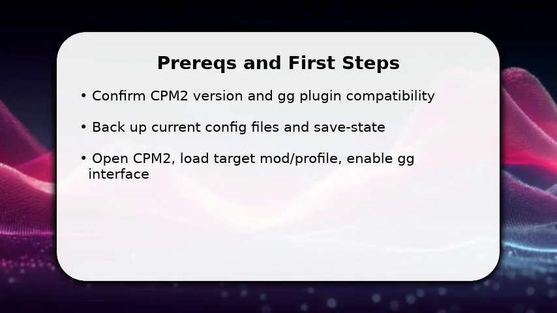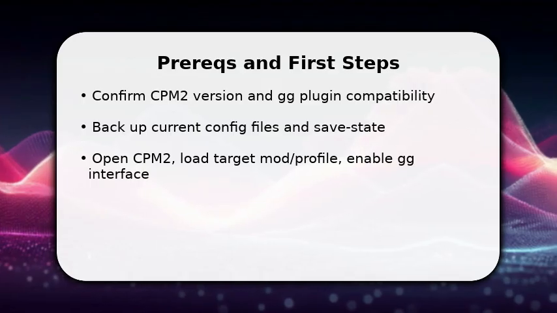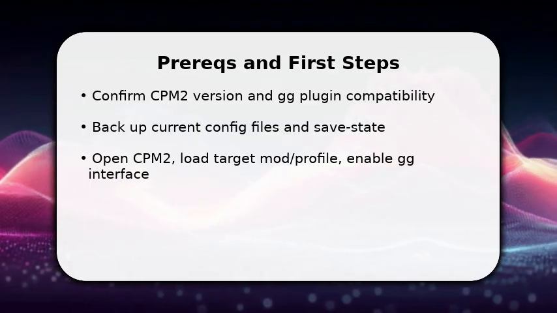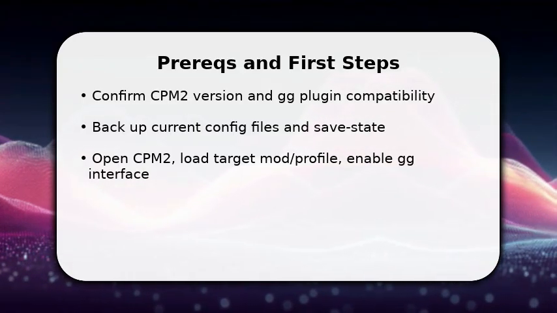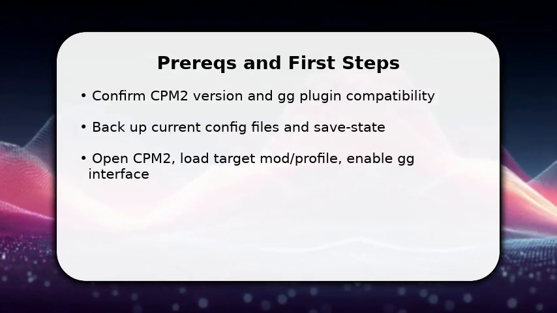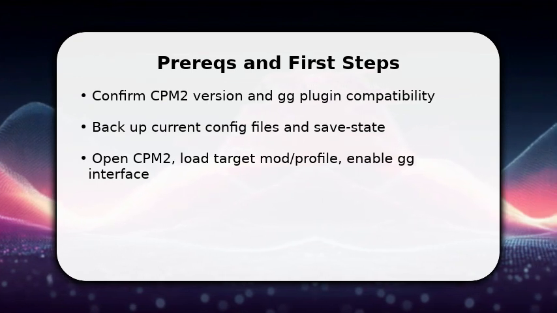Next, open Cpm2 and load the specific mod or profile you'll work on, then enable the GG interface from settings. You're now ready to attach GG to the running Cpm2 process. Make sure you pick the correct process name and keep the backup handy in case you must restore files.